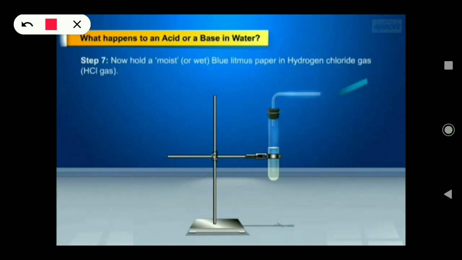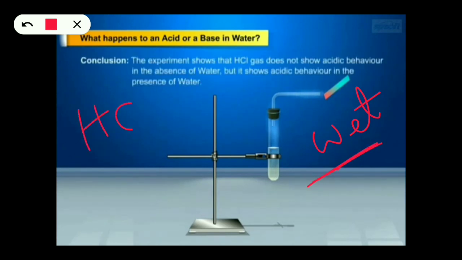Now if you bring a wet litmus paper, it is showing a color change. The blue litmus is changing into red litmus. So from this experiment you can easily say, children, that the dry HCl, here only HCl is coming now, so this HCl in its dry state is not showing its acidic properties.